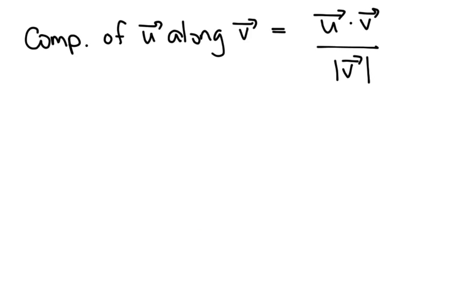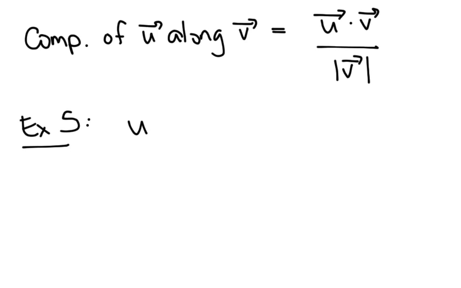What if I didn't know the angle, and I just knew the two vectors for u and v? In order to find the component of u along v, I could also find it by doing the dot product of u and v and dividing it by the magnitude of v. So let's do an example.